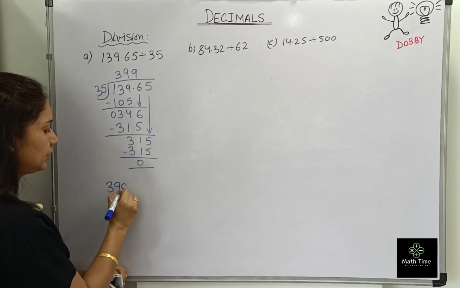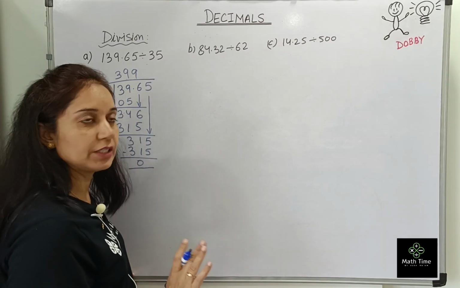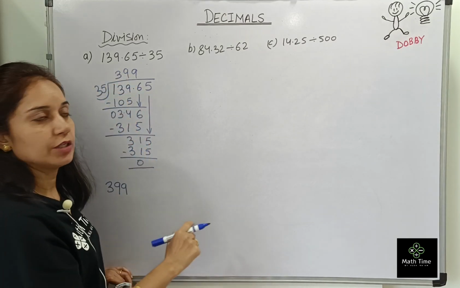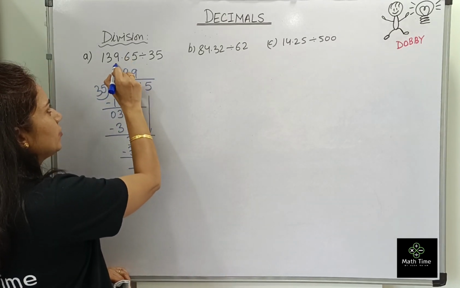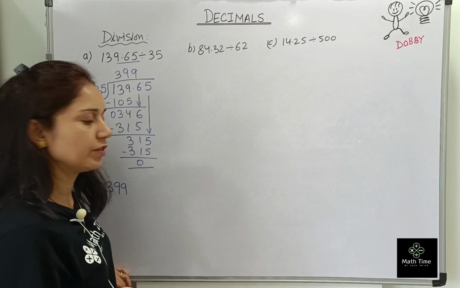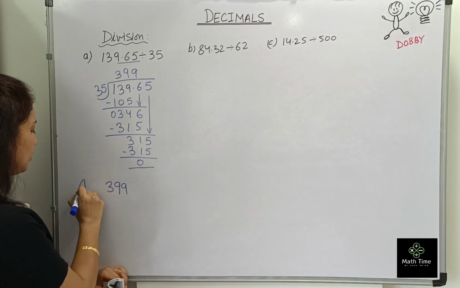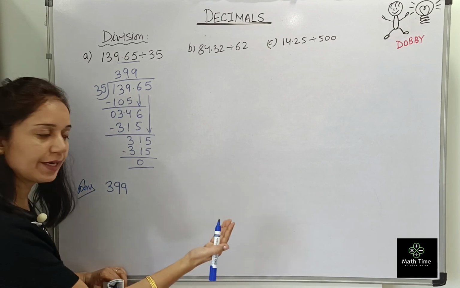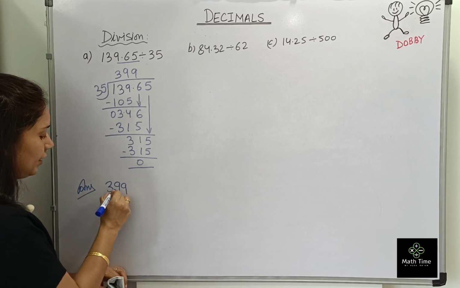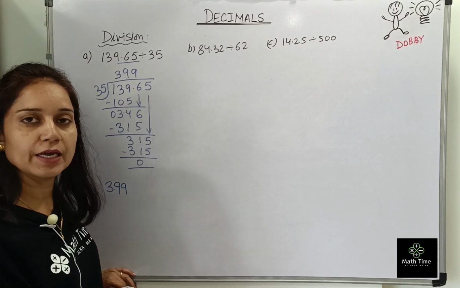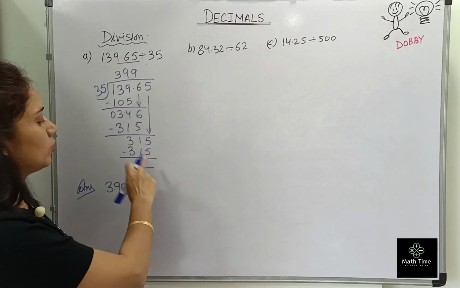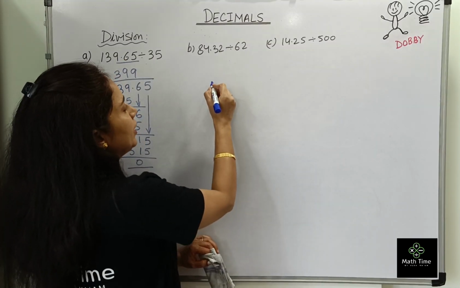399. But this is not the final answer. We have to put the decimal. Go back to the question. Here how many decimal places are given? 2 decimal places are given. So in the answer also there will be 2 decimal places. So the answer becomes, count the numbers from the right side, 1 2. Here the decimal will come. 3.99 is the answer of the next question.